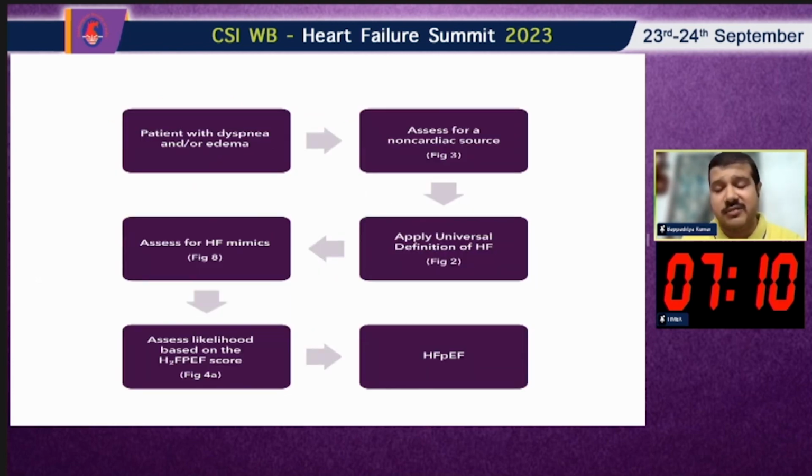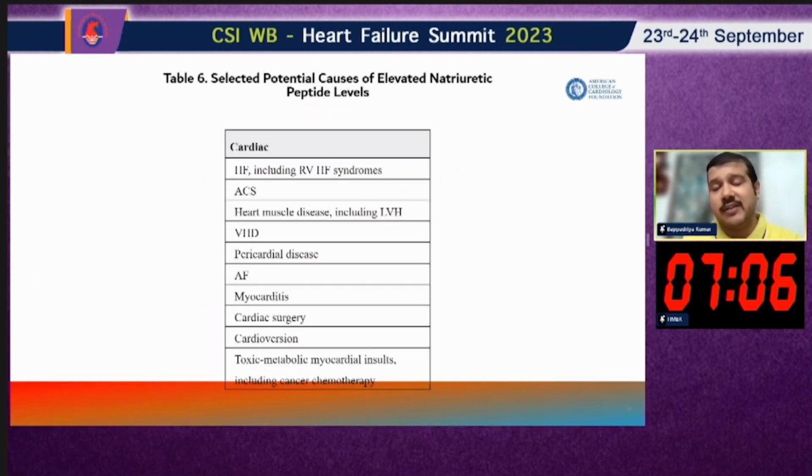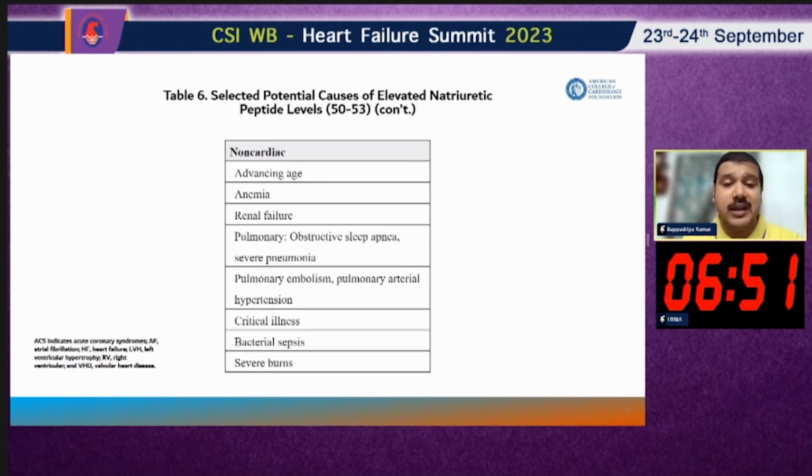If the patient satisfies the universal definition of heart failure, we have to look for whether we are dealing with heart failure with preserved ejection fraction or not. But I want to stress a few important things, that the natriuretic peptide levels may be raised in patients with heart failure as well as in patients with valvular heart disease, ACS, pericardial diseases, AF, myocarditis, as well as in anemia, renal failure, pulmonary causes such as severe pneumonia, pulmonary hypertension, and critical illness. These are all the causes that may cause elevated natriuretic peptides.